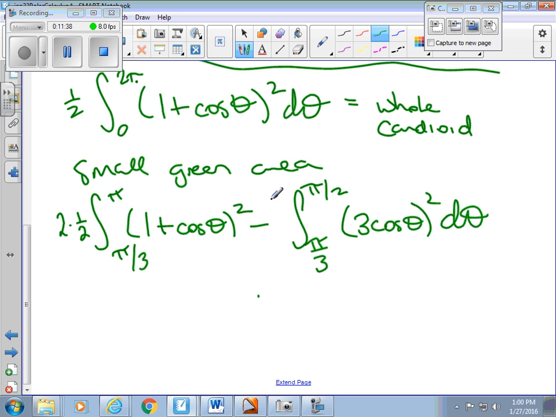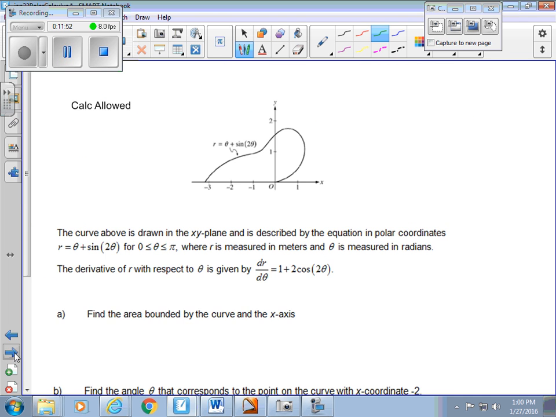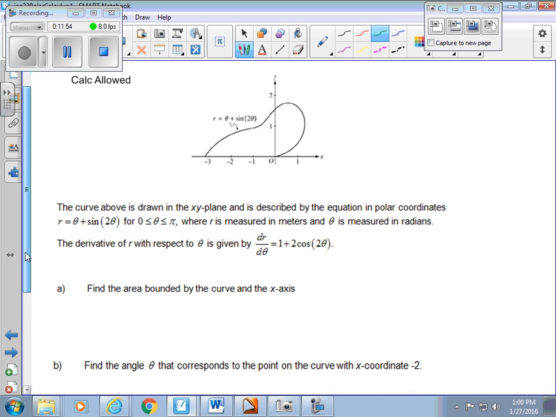Not right now, but we might at the end of class. I have a couple more examples to do. When you finish this, you subtract the whole cardioid minus the small green area, and that's how you get that answer. Okay, we are going to do a couple of AP problems.